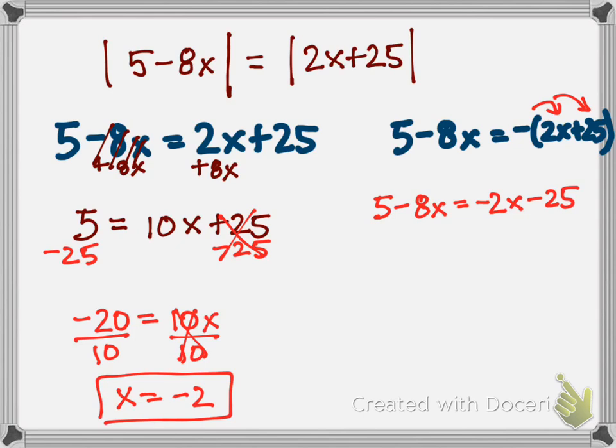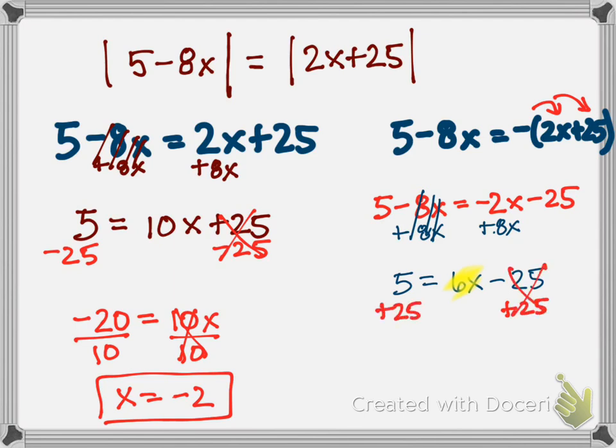Again, I'm going to add 8x to the other side. Oh, much better. And we're going to get 5 equals, now girls, this is positive 8 minus 2, or negative 2 plus 8. So it's going to be 6x. Be very careful with your signs, minus 25. We want to get the x all alone, so let's add 25 to both sides. And we get 30 is equal to 6x. Well, 6 times what is 30? 5. And that's how you do these problems.